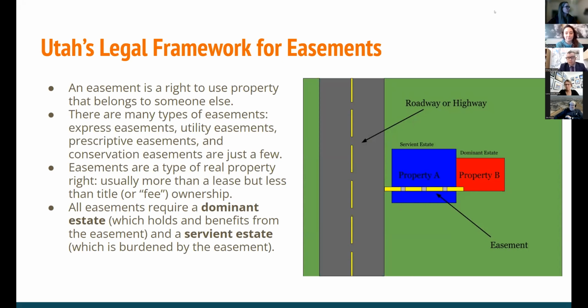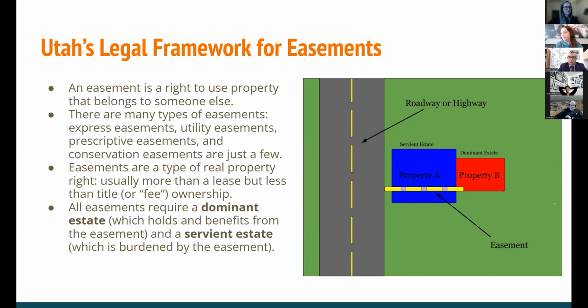There are also things like utility easements. Those are usually created by Utah code. And in fact, if you own property in Utah, you almost certainly have a utility easement across your property. Otherwise, you wouldn't have things like water, sewer, power, and gas. And that just gives utility companies the ability to put utilities on your property and to access your property for purposes of maintaining the utilities.